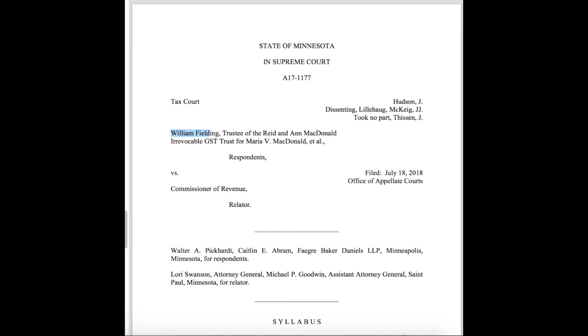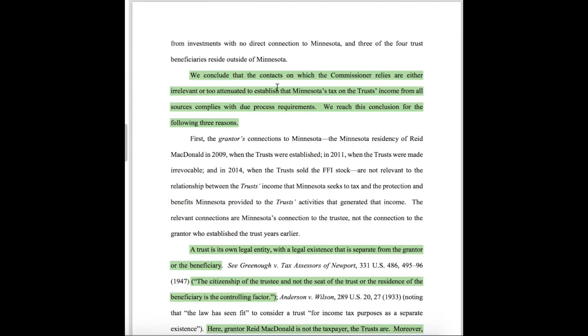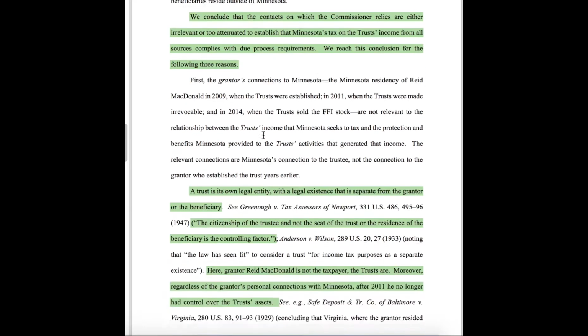As we see here, we conclude that the contacts on which the commissioner relies are either irrelevant or too attenuated to establish that Minnesota's tax on the trust income from all sources complies with due process, meaning that their rules don't comply with due process. There's not due process. We reach this conclusion for the following reasons.